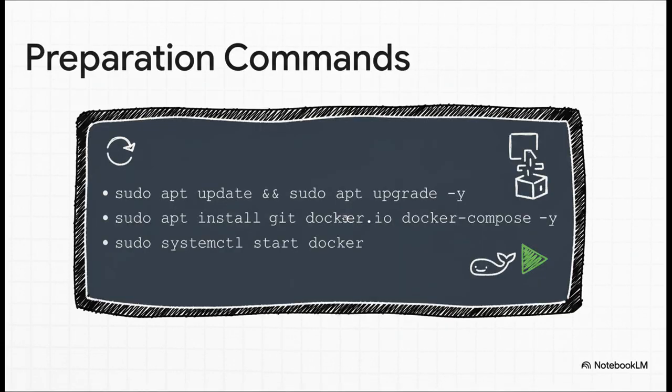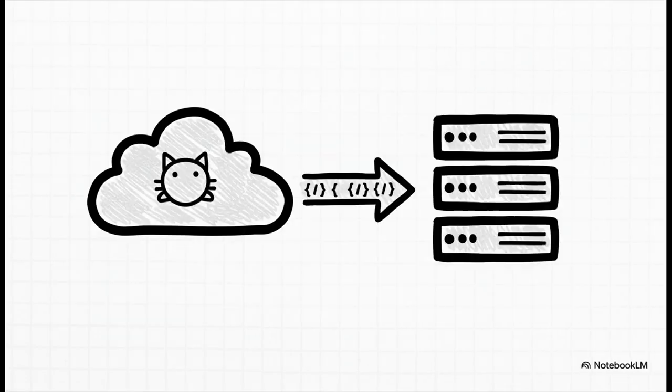Now, these commands might look a little intimidating, but trust me, they're not. The first one just updates all the server's software lists. The second one is the big one. It installs Git, Docker, and another tool called Docker Compose. That sudo at the beginning, that just means run this command with admin powers. Finally, we kick off the Docker service so it's ready for us to use. Perfect. Our server is prepped and ready to go.